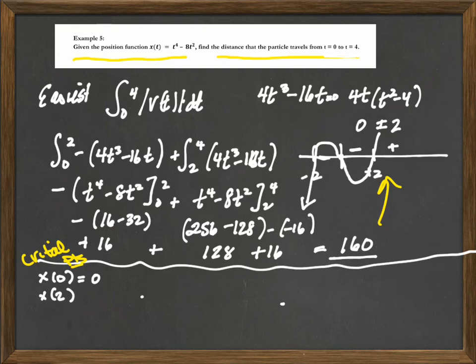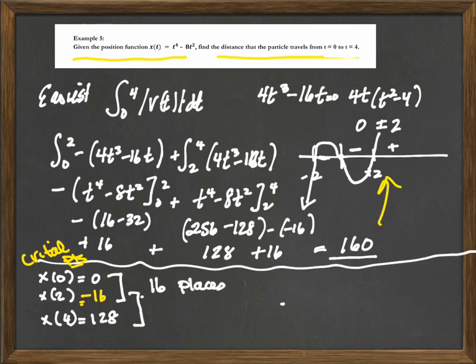So x of 2 is negative 16, and x of 4 is equal to 128. Now here's the important part. If I'm just counting everything, I go from 0 to negative 16, I've moved 16 places. If I go from negative 16 to positive 128, I've gone 144 places. And if you add those two, you get 160. So that's the other method using the critical points.